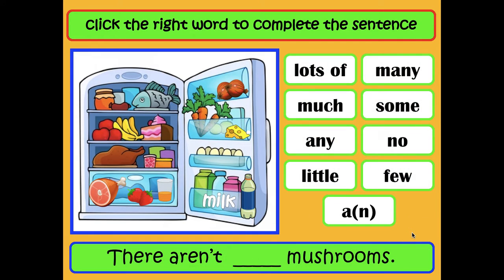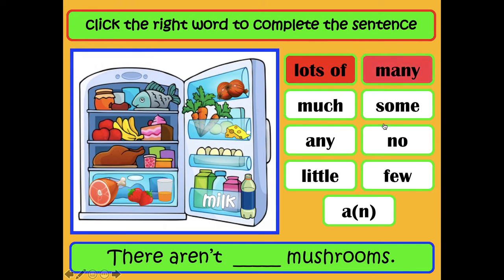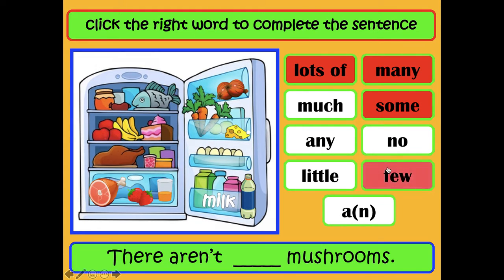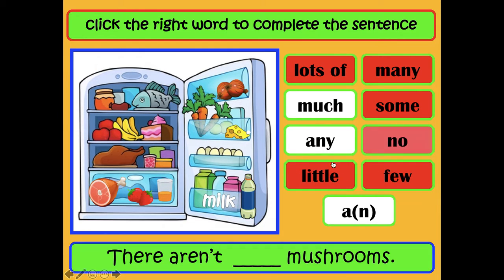So the next one, there aren't mushrooms. Where are the mushrooms? There aren't. A lot of? No. What about if we use many? No. Some? No. A few? No. A little? No. We have none. There aren't. What about if we use any? Perfect. There aren't any mushrooms in the fridge.